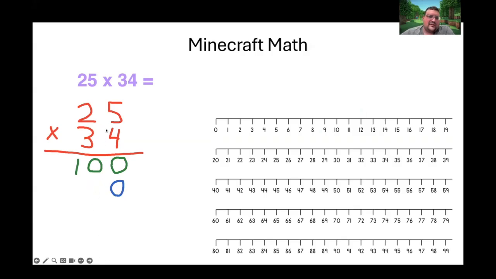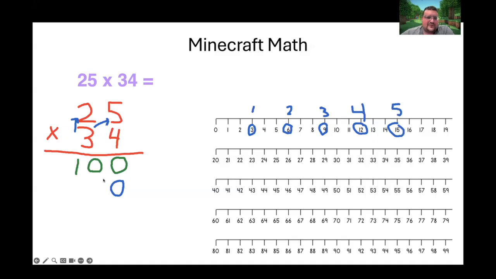Instead of 4 times 5 and 4 times 2, we're going to do 3 times 5 and 3 times 2. So let's do it. We're going to count by 3 5 times. 3 times 1 is 3. 3 times 2 is 6. 3 times 3 is 9. 3 times 4 is 12. And 3 times 5 is 15.